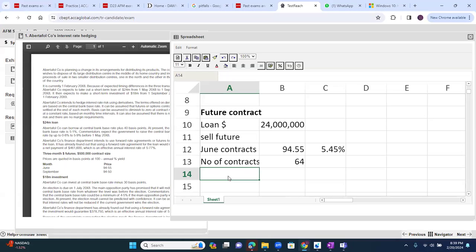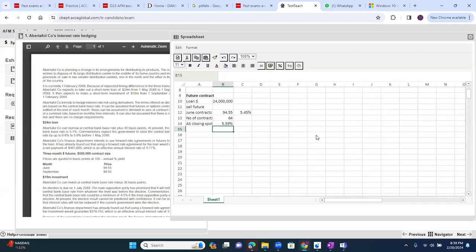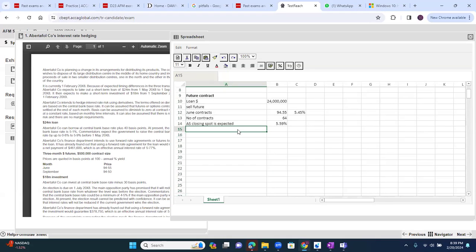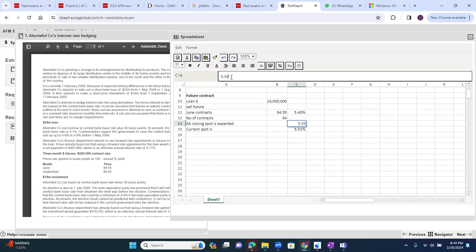Okay. Now we will calculate the closing future. So closing spot is expected, how much closing spot is? 5.59. Okay. Current spot is 5.1 and the closing spot is 5.9. Sorry, 5.9. Yes.